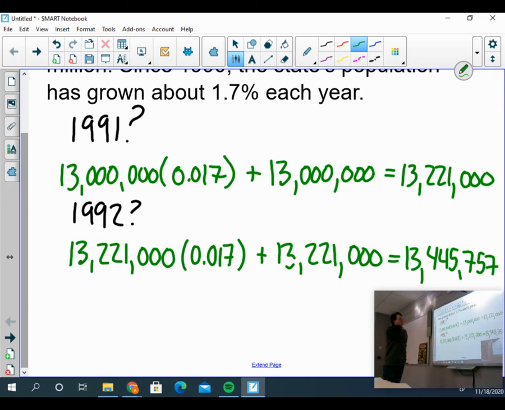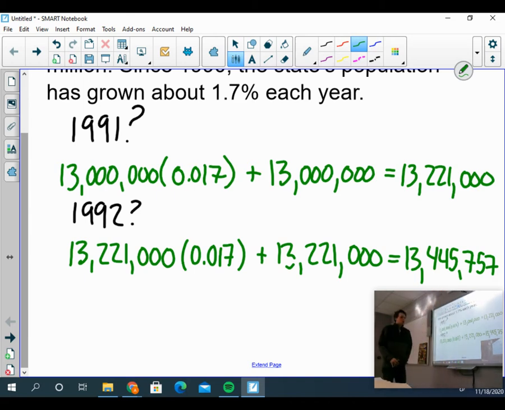What I hope you see is the process we use for finding the population. I think you could probably at this point find for me the population in 1993. Because you would tell me, well, you're going to take your value from 1992. We're growing by 1.7% each year. So take that 1992 value, find out what 1.7% of it is, add it to your original from 1992. Again, we can't add from 1990 the 13 million, right? That would not be accurate.